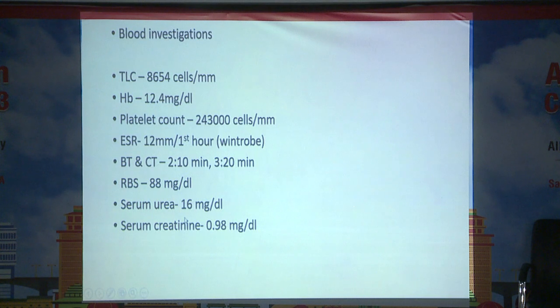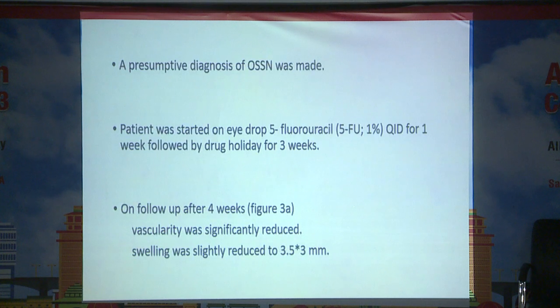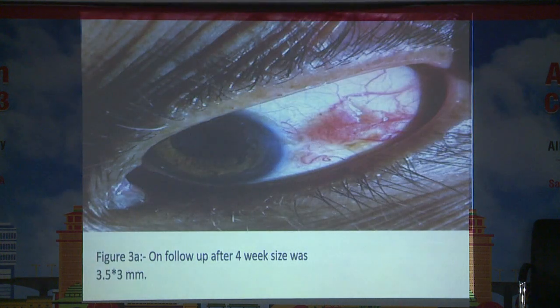We check serum urea and creatinine because we will put the patient on 5-fluorouracil, which is excreted through the kidney. That's why we check KFT. A presumptive diagnosis of OSSN was made. The patient was started on 5-fluorouracil 1% eye drops 4 times a day for 1 week, followed by a drug holiday of 3 weeks. On follow-up after 4 weeks, this is the figure shown.